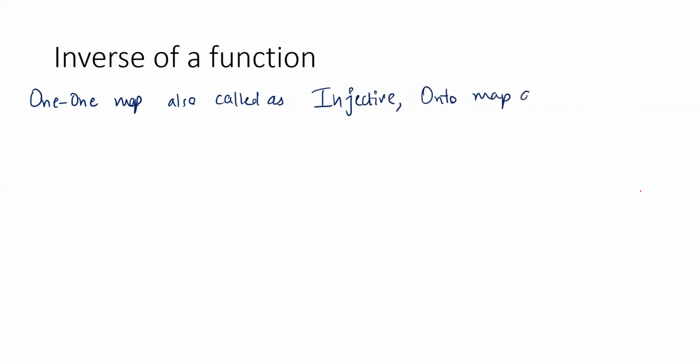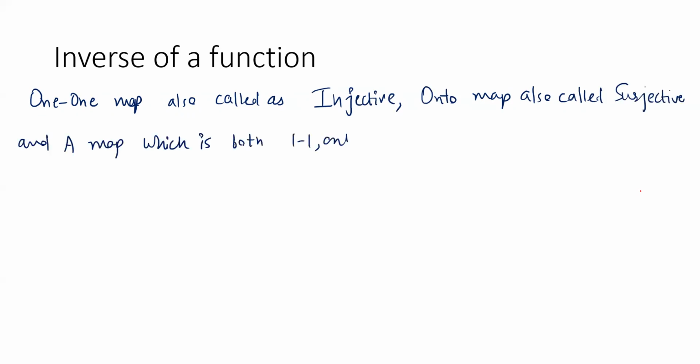Moving ahead to the inverse of a function. So let's first know that a 1-1 map is also called an injective map. Onto map is also known as surjective. These are the other names. And a map which is both 1-1 and onto is called bijective. If you have heard this term before, that is well and good.